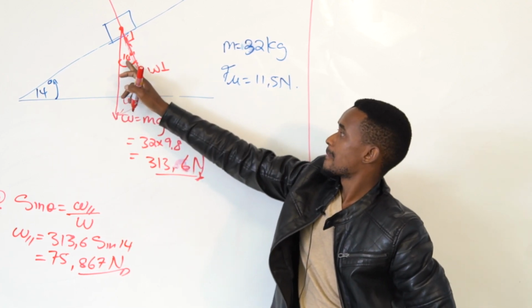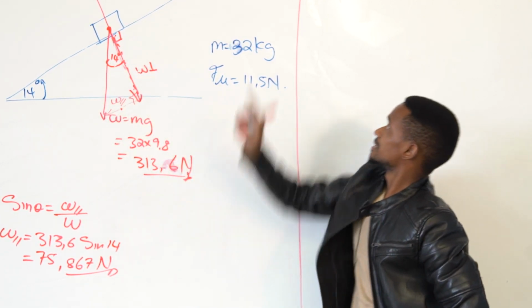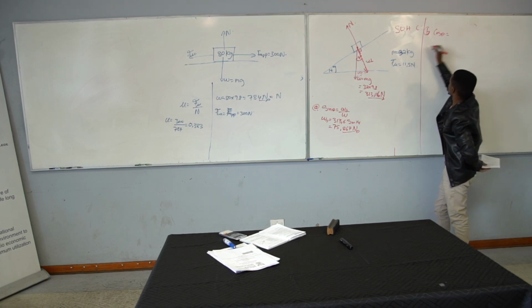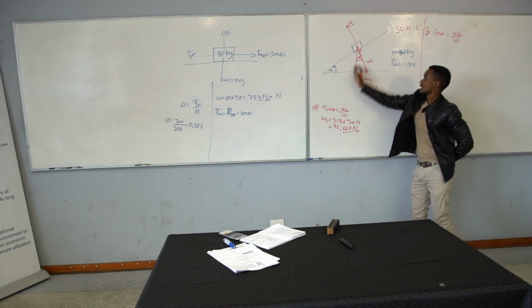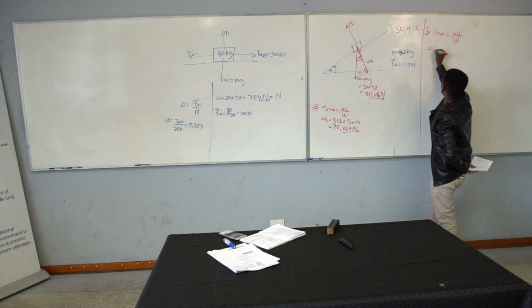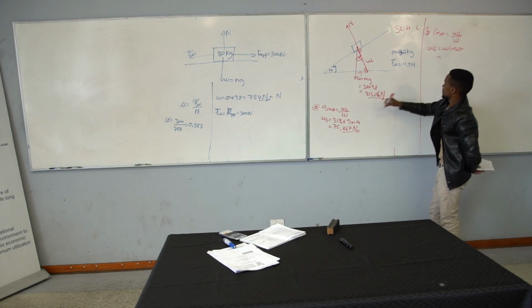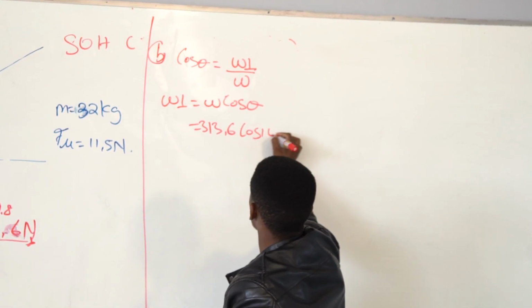So I'm looking for this. I have the adjacent and the hypotenuse, that is cos. Meaning now cos theta is equal to my adjacent, which is the weight perpendicular, divided by the weight, which is our hypotenuse. Meaning now the weight perpendicular is weight cos theta. And then the weight, we calculated the weight is 313.6 cos 14.